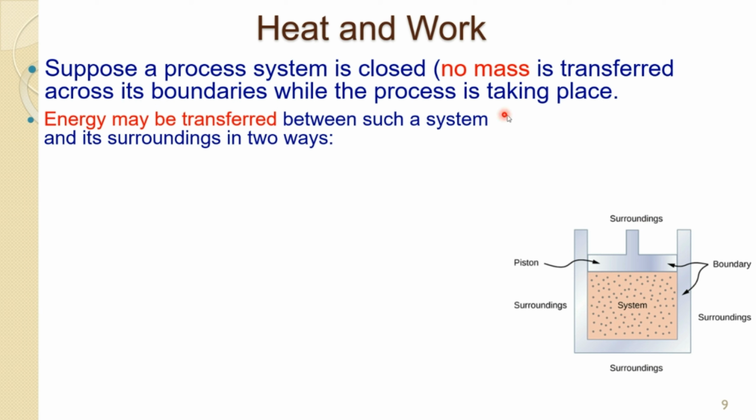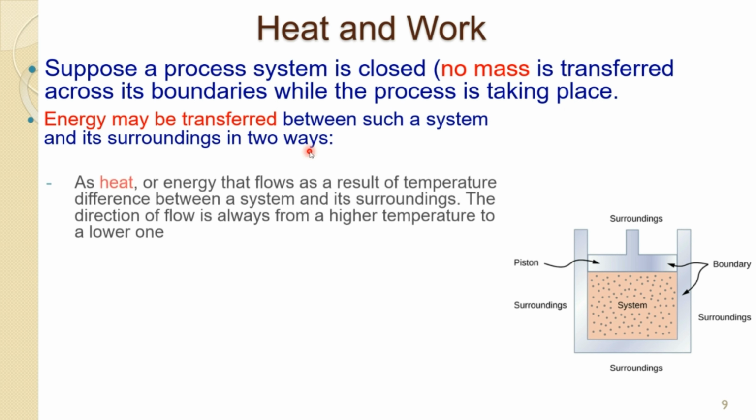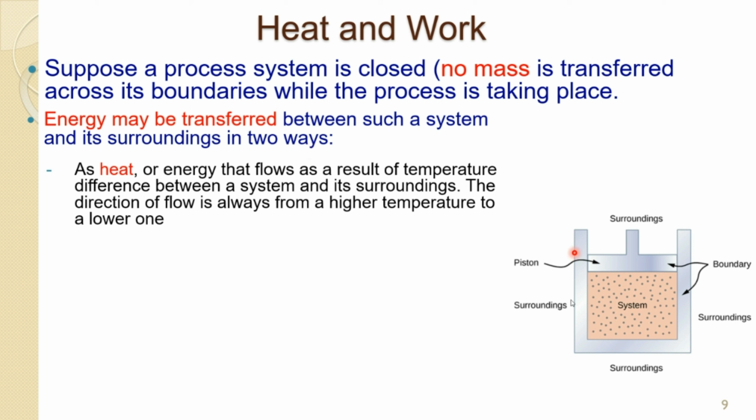Okay, while the process is taking place, energy may be transferred between such a system and the surroundings in two ways. So no mass transfer, but energy can be transferred. The important thing here is no mass is transferred, but energy may be transferred. If the mass cannot go out, how can the energy be transferred? By two ways. The first way is heat.